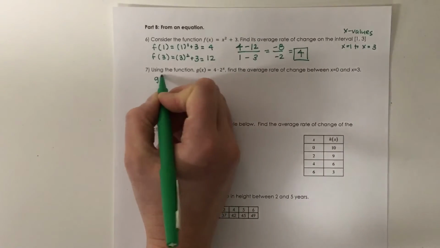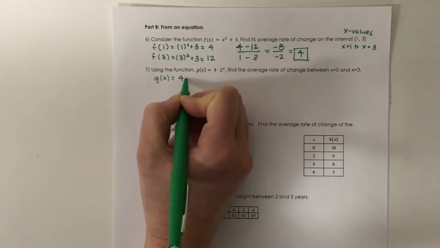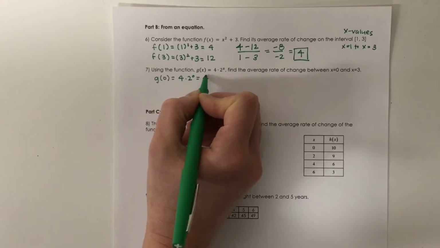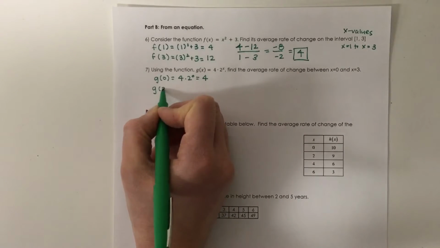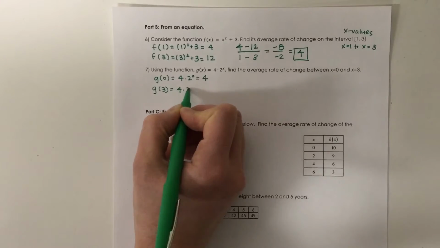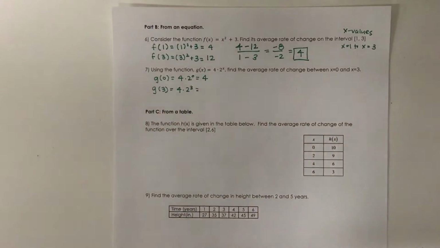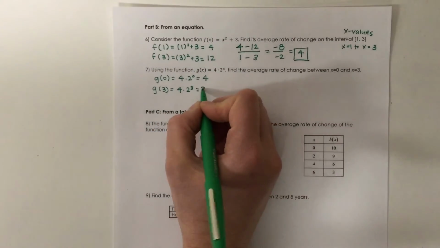So if I say, what's g of 0? We're saying, okay, 4 times 2 to the 0, well, that equals 4. g of 3, well, we're saying 4 times 2 to the third. 2 to the third is 8, times 4 is 32.